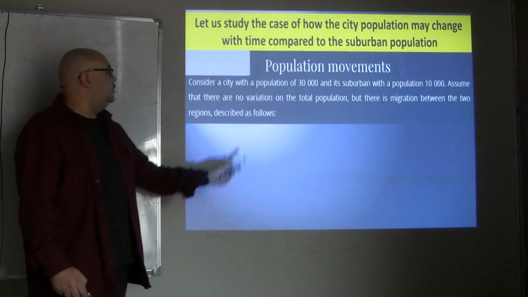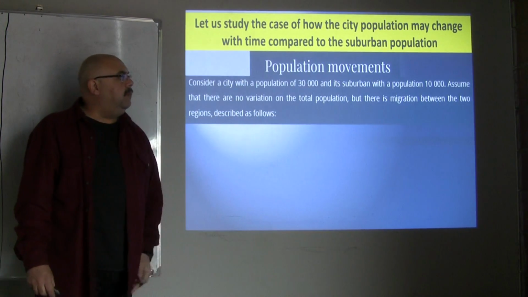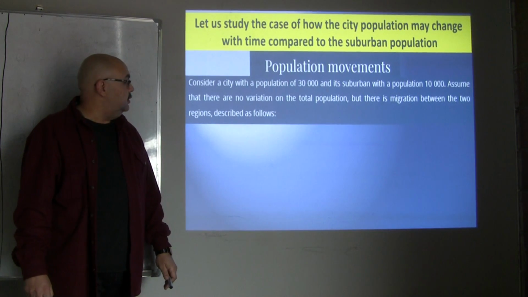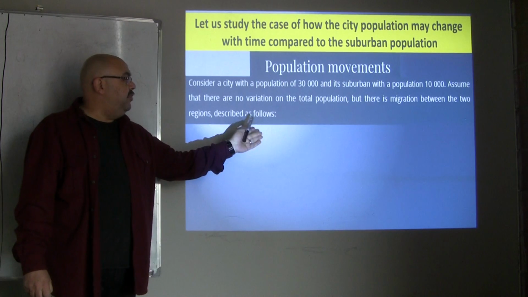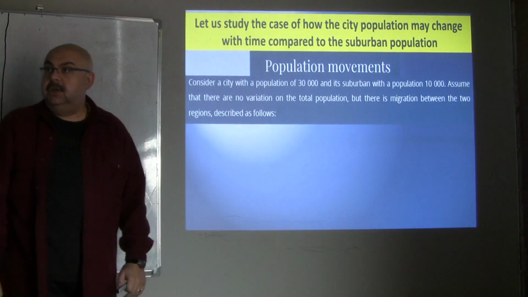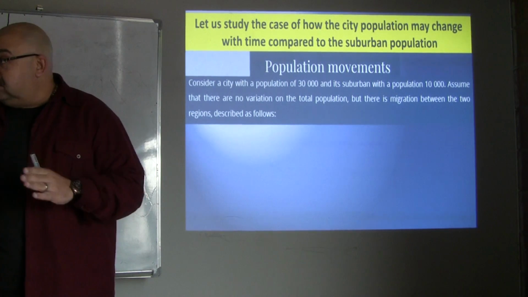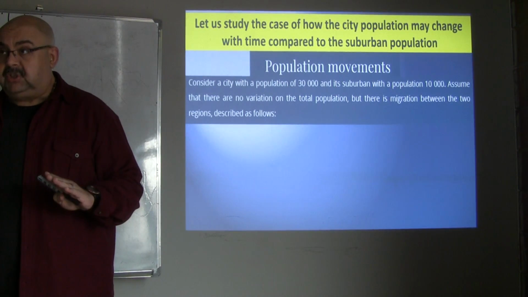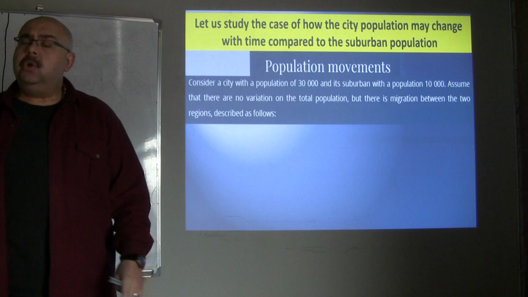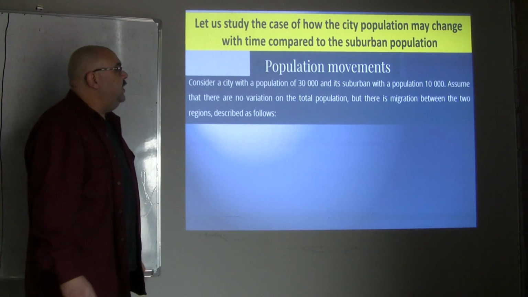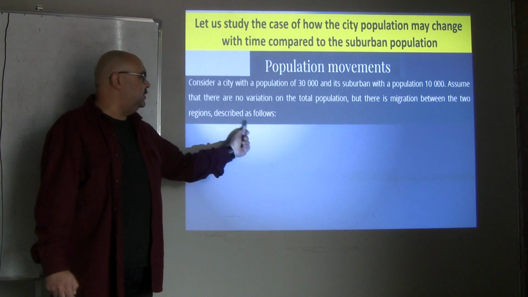We will consider a city with a population of 30,000 and a suburb with a population of 10,000. Assume that there is no variation in the total population; it will remain the same for a year or so, and we will see how it is affected with time. But there is a migration between the two regions.